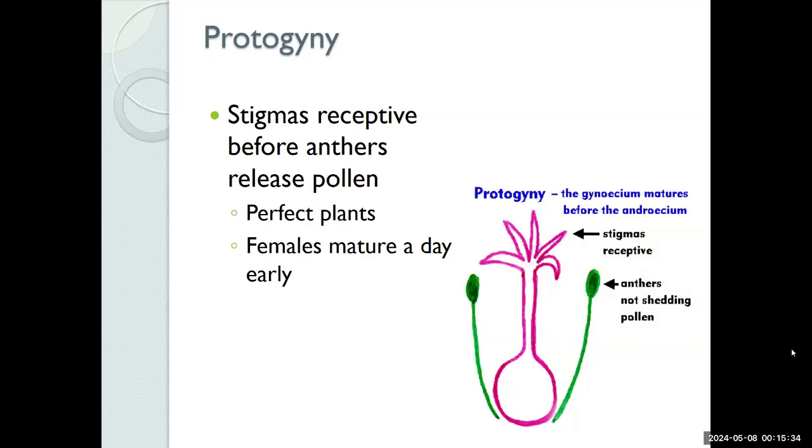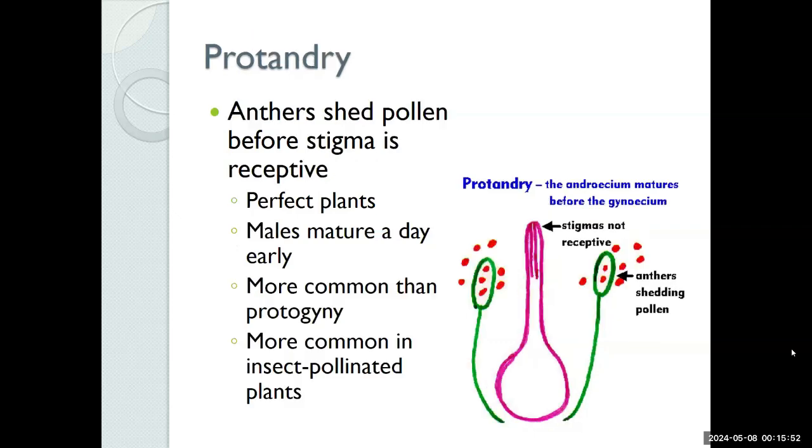So protogeny occurs in perfect plants that have both male and female parts, but because the females mature a whole day earlier, they will be pollinated by some other genetic information elsewhere, not by their parent tree. Protandry is the opposite of this. In this case, the males are receptive before the female parts. So again, we still see perfect plants. Protandry is more common than protogeny.